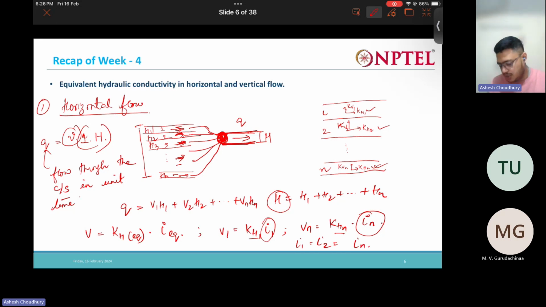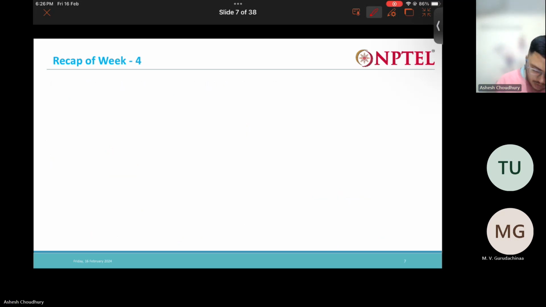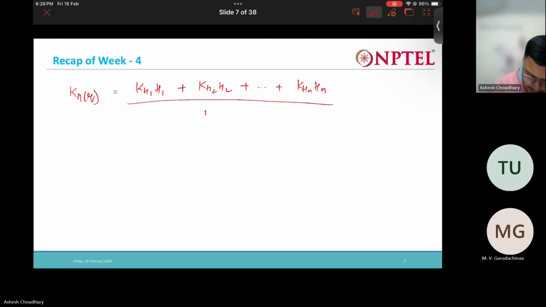The i's are actually equal. So therefore, what we can do is write KH equivalent as nothing but KH1 h1 plus KH2 h2 plus dot plus KHn hn, divided by H. So how did we get this?